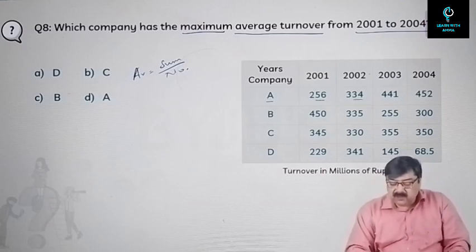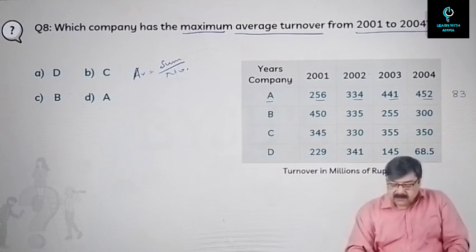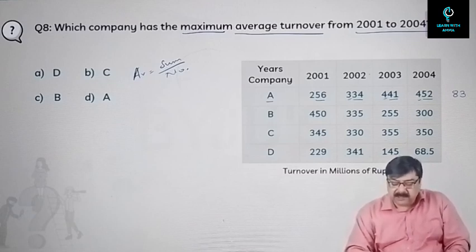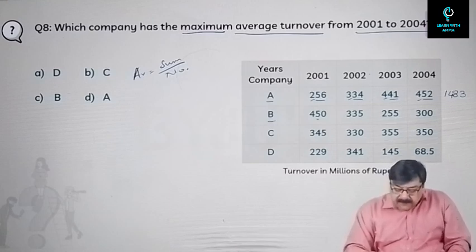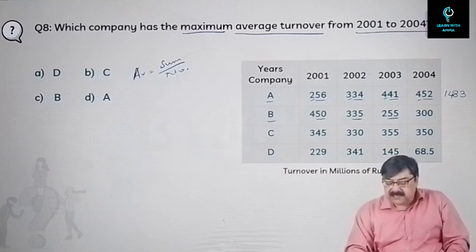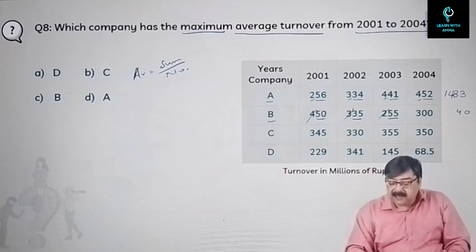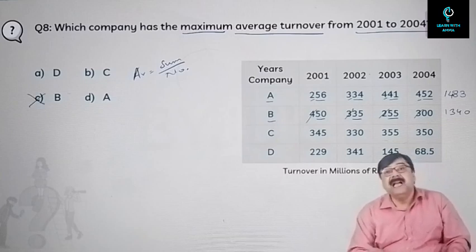So 56 plus 34 is 90, plus 41 is 131, plus 52 is 183. So you get an 83 here. 1 becomes carryover. So 4 plus 1 carryover is 5, plus 4 is 9, plus 3 is 12, plus 2 is 14. So the total works out here to be 1483. Now for company B, 50 plus 35 plus 55 is 90, plus 50 is 140. So 40 you get here, 1 carryover. So 4 and 1, 5 and 3, 8, 10, 13. So 1340. So obviously B cannot be the answer. It cannot have the maximum average turnover.